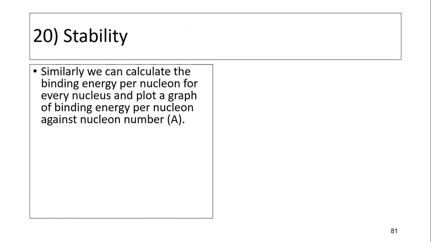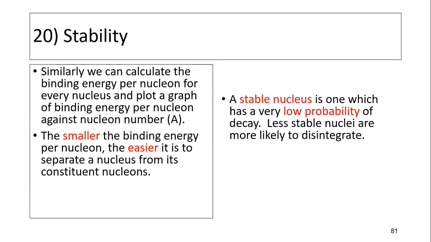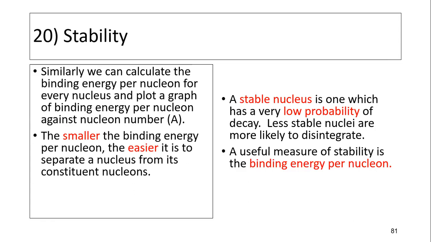Stability. Similarly, we can calculate the binding energy per nucleon for every element or nucleus and plot a graph of binding energy per nucleon against A. The smaller the binding energy per nucleon, the easier it is to separate the nucleus from its constituent nucleons. 7.1 is quite high for helium. So a stable nucleus is one which has very low probability of decay. Less stable nuclei are more likely to disintegrate, decay. So a useful measure of stability is the binding energy per nucleon.